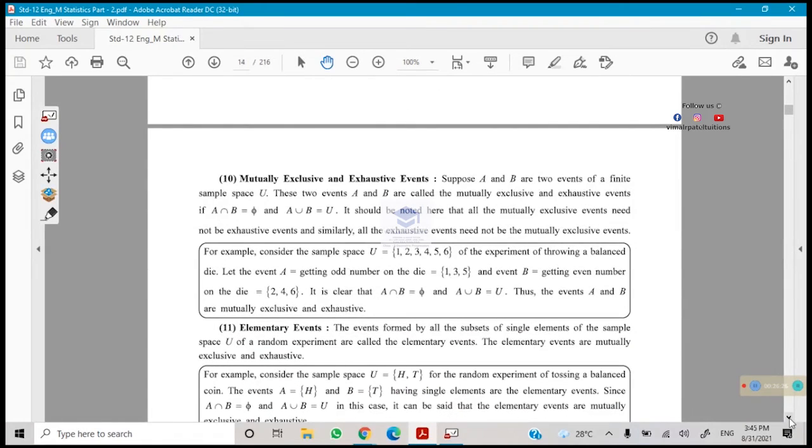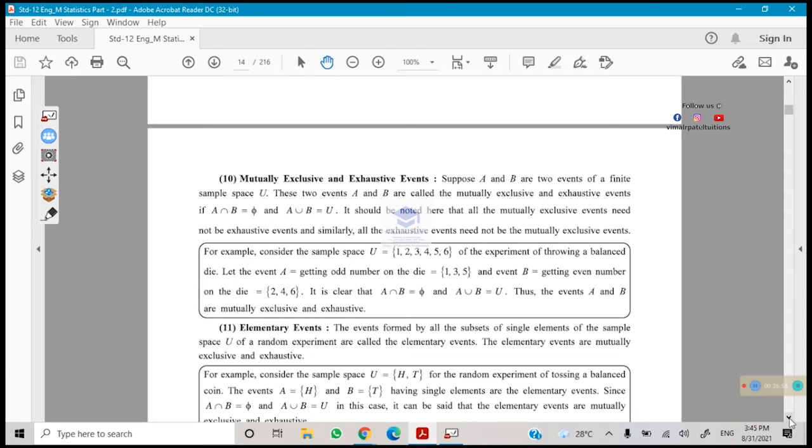Then mutually exclusive and exhaustive events. Suppose A and B are two events of a finite sample space U. These two events A and B are called mutually exclusive and exhaustive if A intersection B is equal to phi and A union B is equal to U. That is, take their union, it will be the sample space, and there is nothing common between them. Then it is called mutually exclusive and exhaustive.